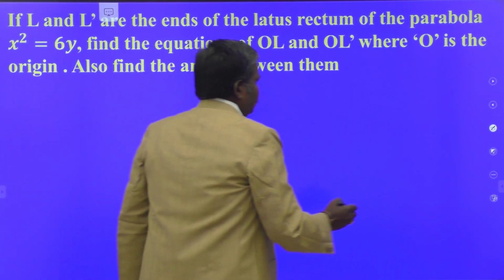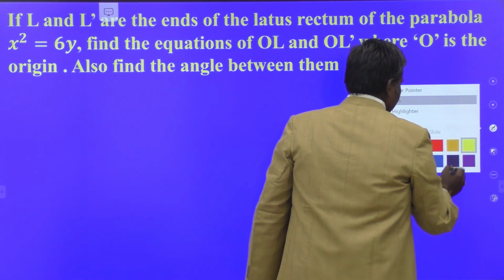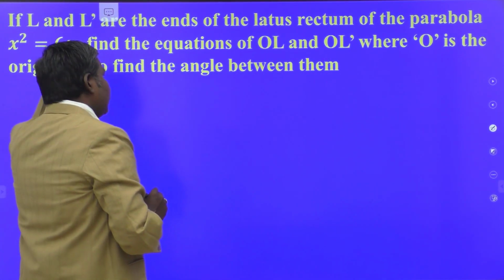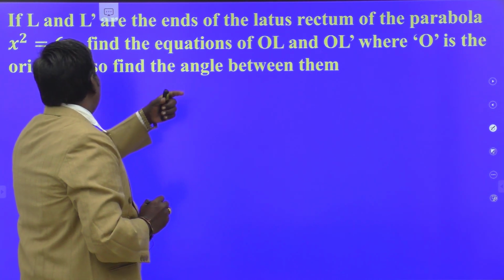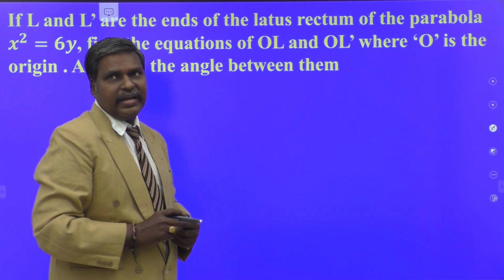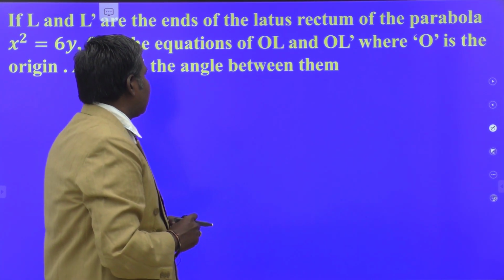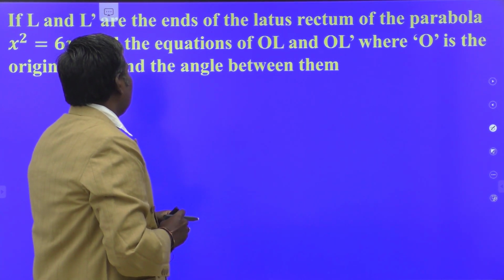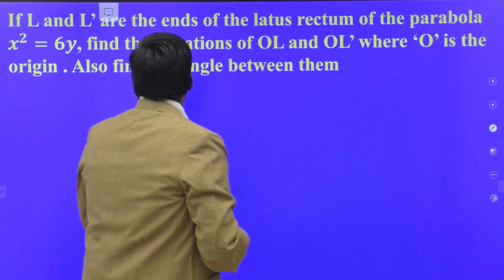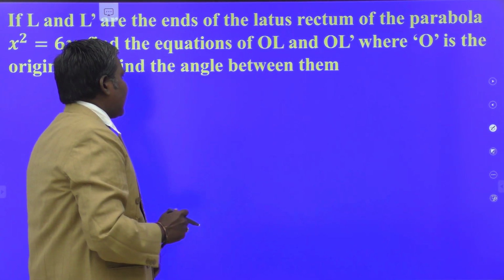See this next question. L and L dash are the ends of latus rectum of the parabola x square is equal to 6y. What are L and L dash? These are the extremities of the latus rectum of the parabola. Find the equation of OL and OL dash where O is the origin. Also find the angle between them.